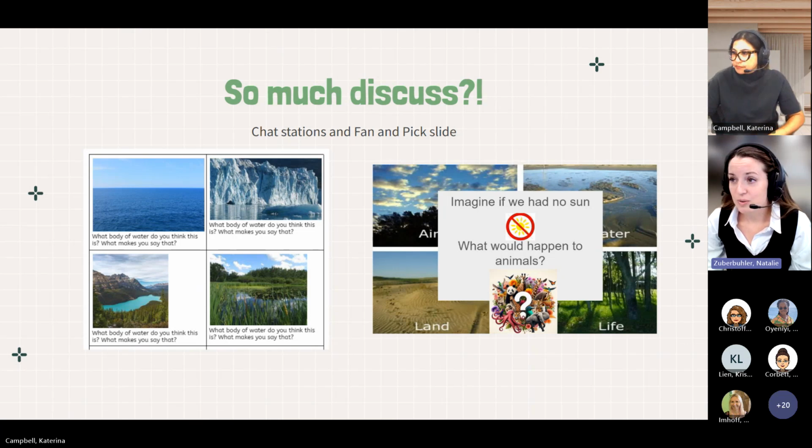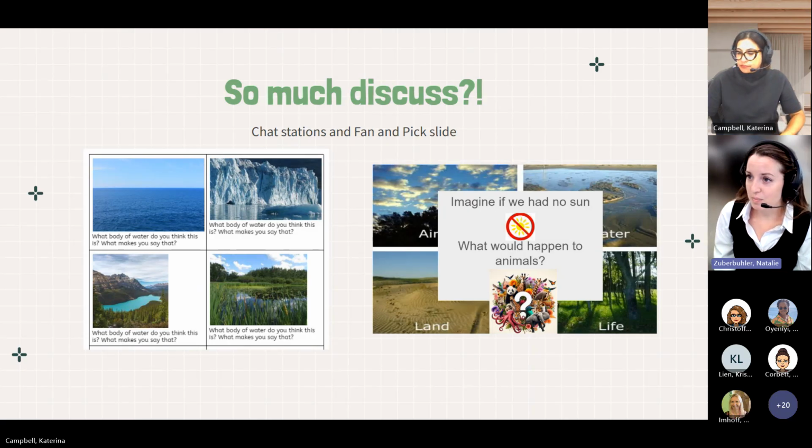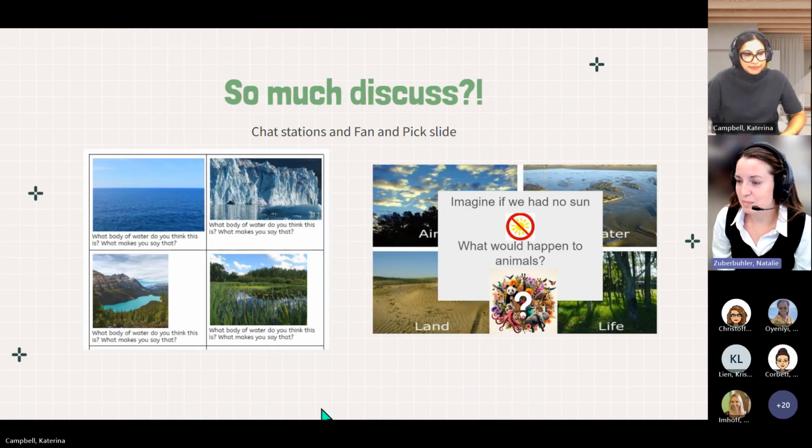So if you would like to engage with some of those, Kat and I would be happy to come support and co-model or co-teach with you on how to better emphasize that discuss piece in your classroom with some rich images and provocations.